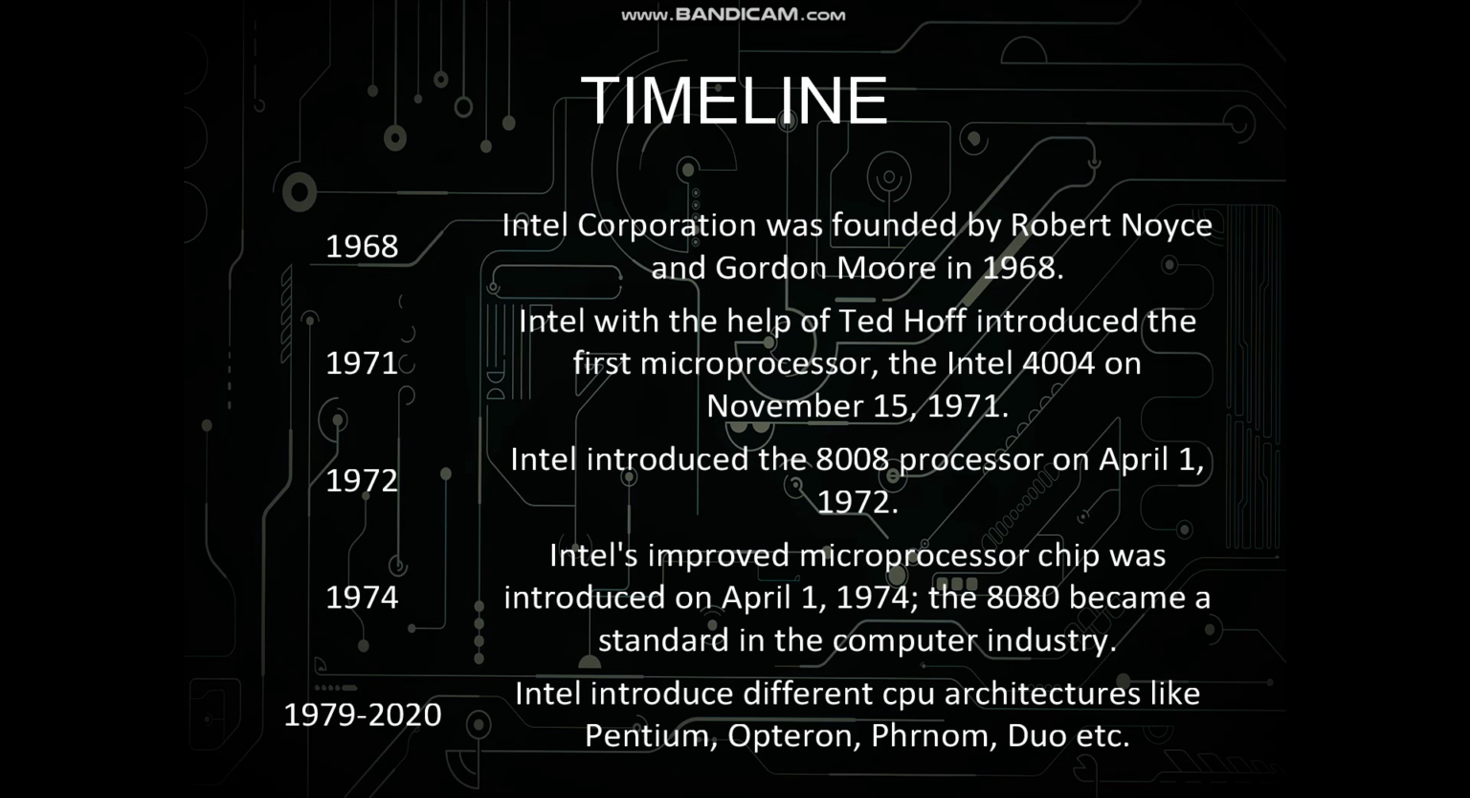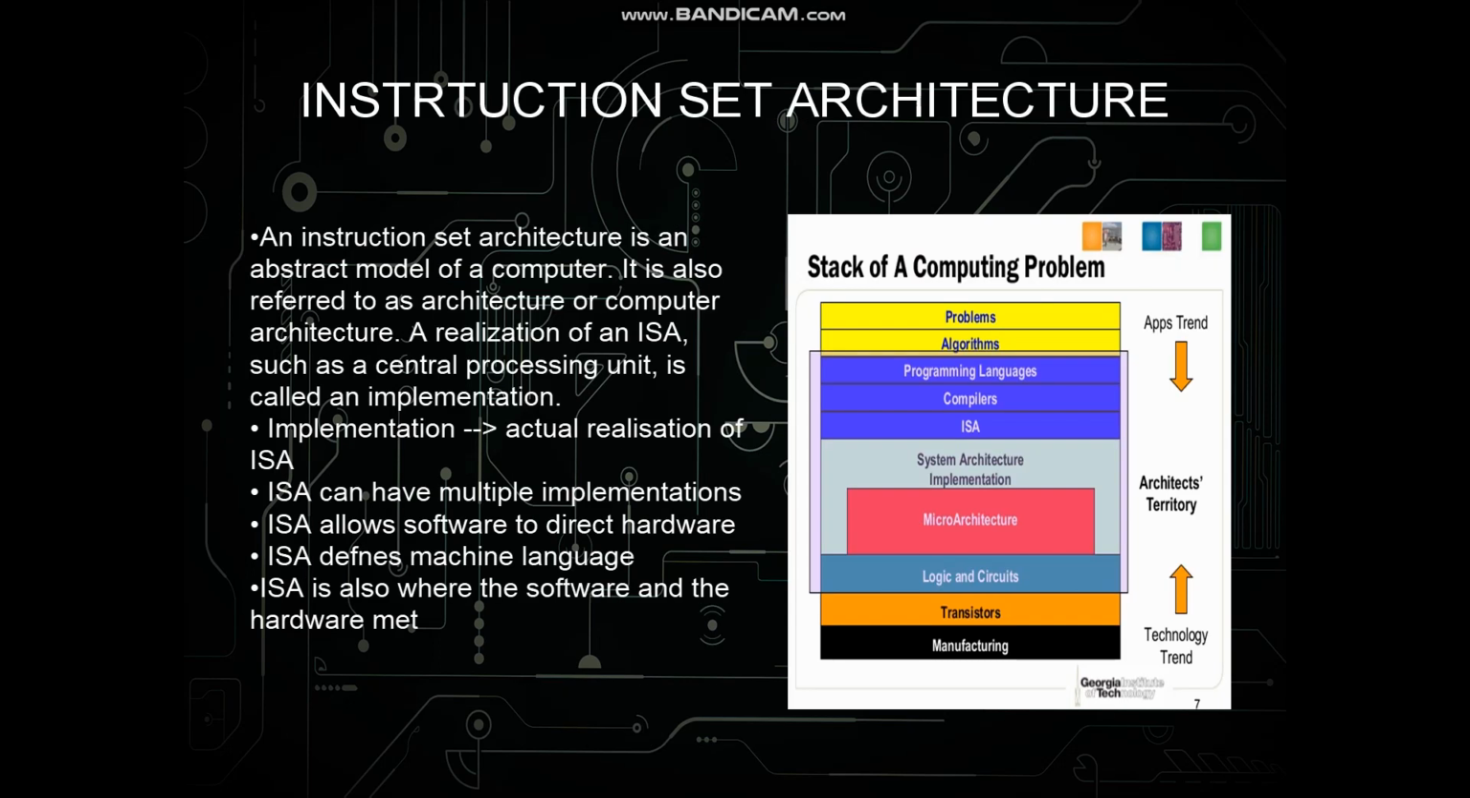In 1974, Intel's improved microprocessor chip was introduced on April 1, 1974, and the 8080 became a standard in the computer industry. From 1979 to 2020, Intel introduced different CPU architectures like Pentium, Opteron, Phenom, Duo, and etc.